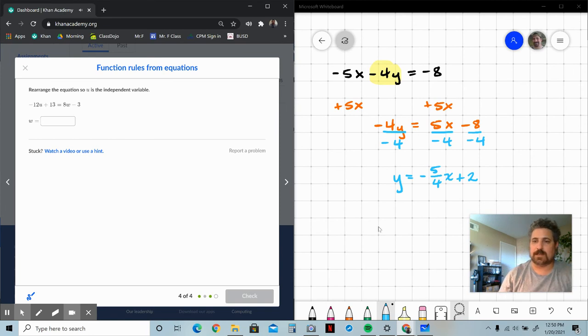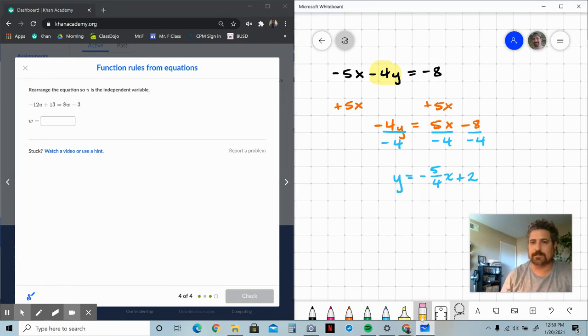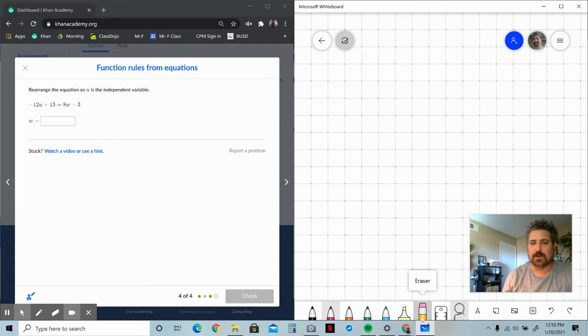And last but not least, let's get rid of this and do the next one, which is going to be negative 12u plus 13 is equal to 8w minus 3. And so in this particular case, it says they want u to be the independent variable. So if u is the independent variable, that means that's what you're inputting, then you're going to output the dependent variable, which is going to be w. So that's why it has w equals. You're going to solve for w.